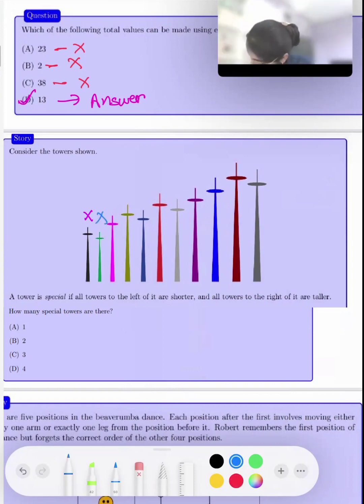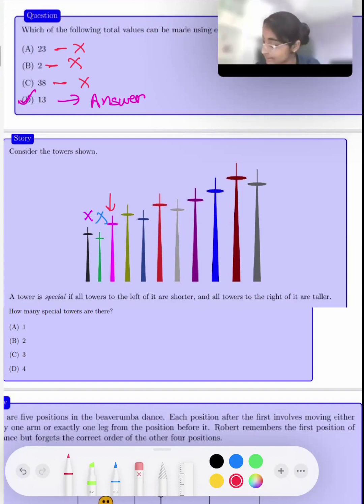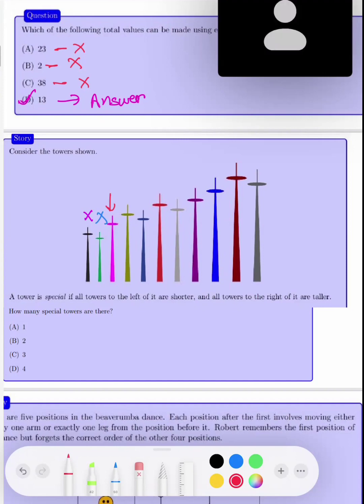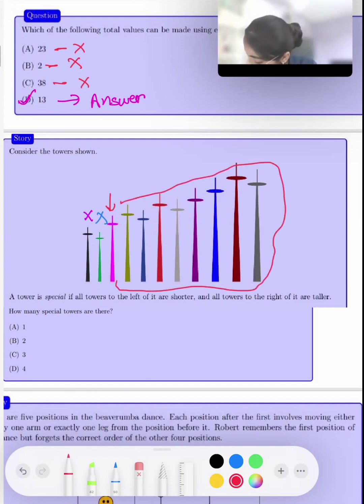So now let's go on to the pink tower. Now, Shama, is this pink tower special? Yes. Okay, and why is that so? Because the pink tower is taller than the green tower and the black tower. Okay, and there's one more thing. All the towers to the right of the pink tower are taller than the pink tower, right? Because all of these towers are taller than the pink one. Yes. So the pink tower is a special tower. Great job.